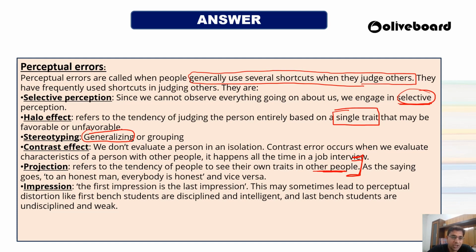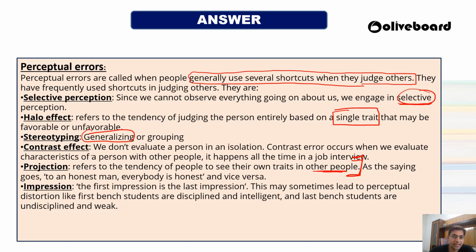Then impression. The first impression is the last impression, as the saying goes. If one time somebody comes to me and says, sir, you are looking very good, I feel that this person is providing me a good impression. So from the start I have got an impression that he is a very good person, even if that person is not of that good category. So in the first impression only he has made a last impression on me. This might sometimes lead to a kind of distortion, an error.